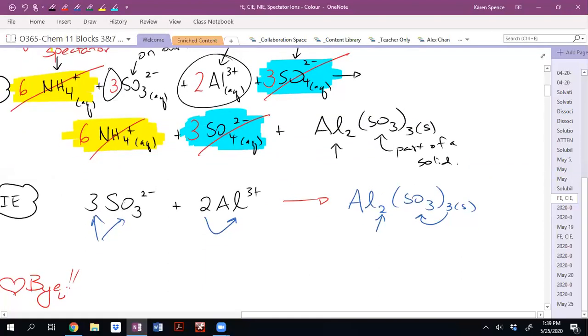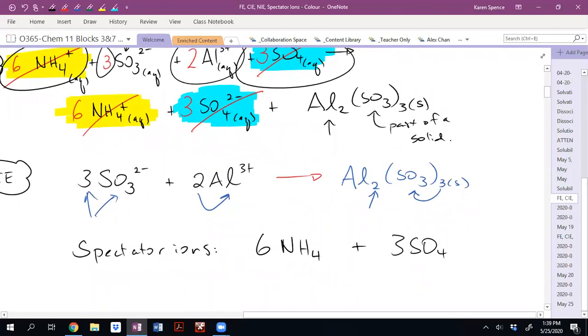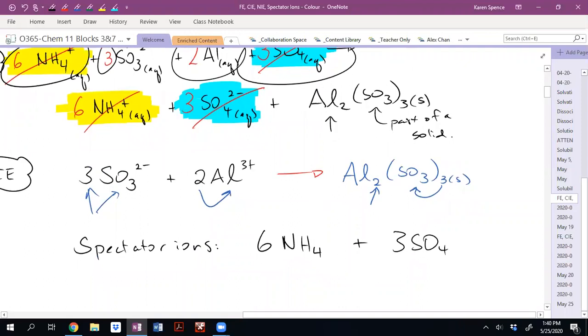And if we were asked to identify our spectator ions, you can say, okay, well, we did that. We crossed them out up above. So we had our NH4s and we had our SO4s. Do we have to put the coefficients in front of the spectator ions? No, and in fact, I don't want you to.